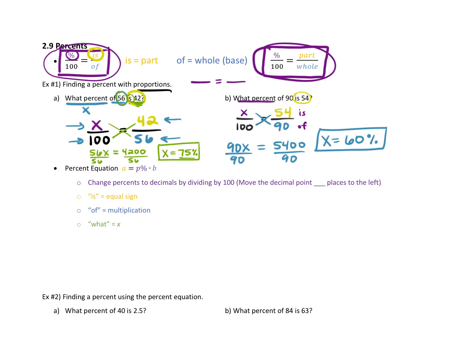I like the proportion way. I just feel like the words help you figure out where to place it. So if you can remember percent over 100 equals is over of, I think that way is really nice. I also really like using the percent equation. There's just a couple things you got to remember when you use the percent equation.